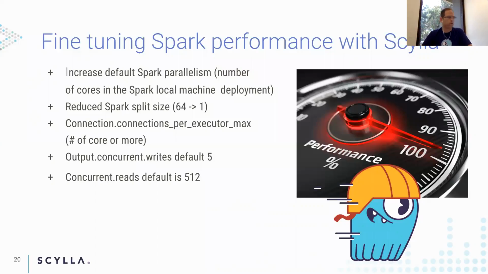As we spoke before, look at the output concurrent writes, where the default is 5 batches in flight at every moment of time. And look also at the concurrent reads, where the default is 512 rows, and you might want to increase or decrease it based on your workload. So you really want to understand how the workload is executed. With that, I will go back to the demo.